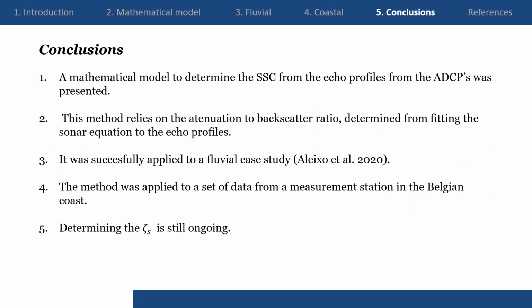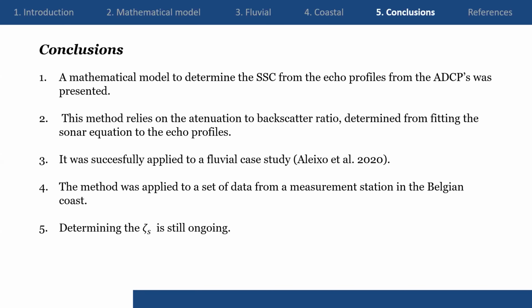I'm finishing my presentation. So we present a mathematical model used in fluvial hydraulics to determine the suspended sediment concentration from the echo profiles of ADCPs. Basically, we determine the attenuation to backscatter ratio by fitting the Sonar equation to the echo profiles. We know this was successfully applied to fluvial case studies. Actually, it was 2, one in Italy, one in Albania.